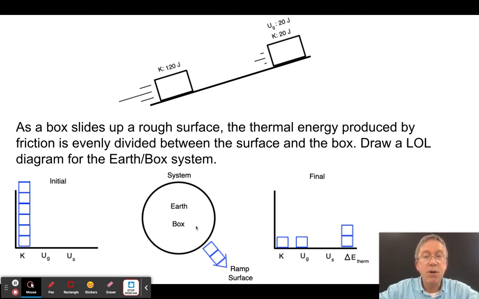Now the box is part of our system. So I'm going to put those 40 joules worth of thermal energy that the box absorbed through friction into my LOL diagram here. However, the surface is not part of my system. So I'm going to write ramp surface out here, and draw those 40 joules that went into it over here. Regardless of whether I include the ramp surface or not, because there is a non-conservative force, friction, there is going to be a loss of mechanical energy, and so this has to be an open system.